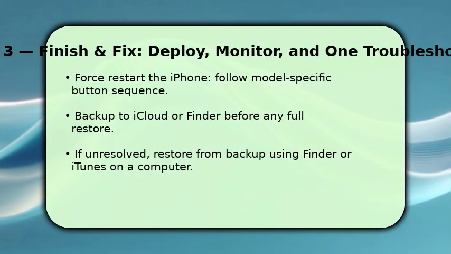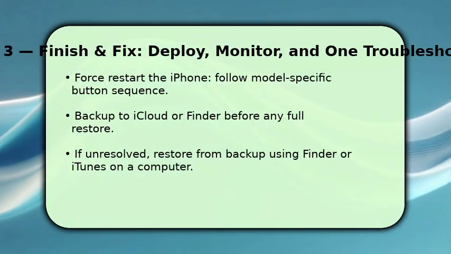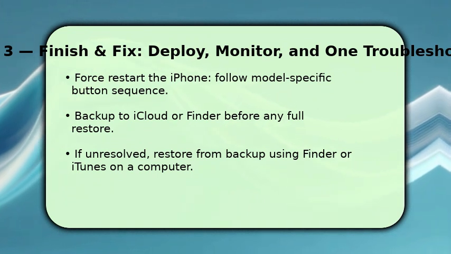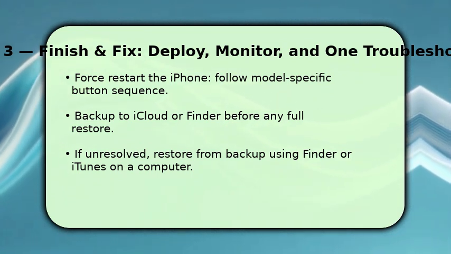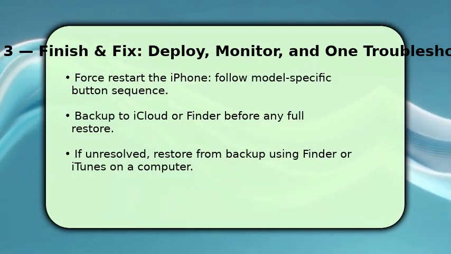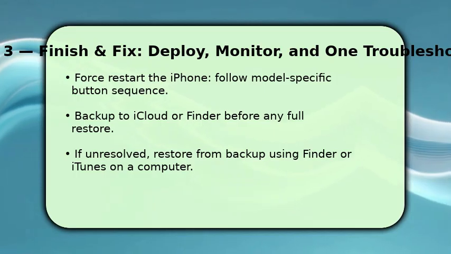To finish, perform a force restart to clear transient glitches. Use your model's button sequence and wait for the Apple logo. If Photos still doesn't appear, back up your device to iCloud or to a computer now. Backups protect your images. Then restore the phone from that backup using Finder or iTunes, which reinstalls system apps.